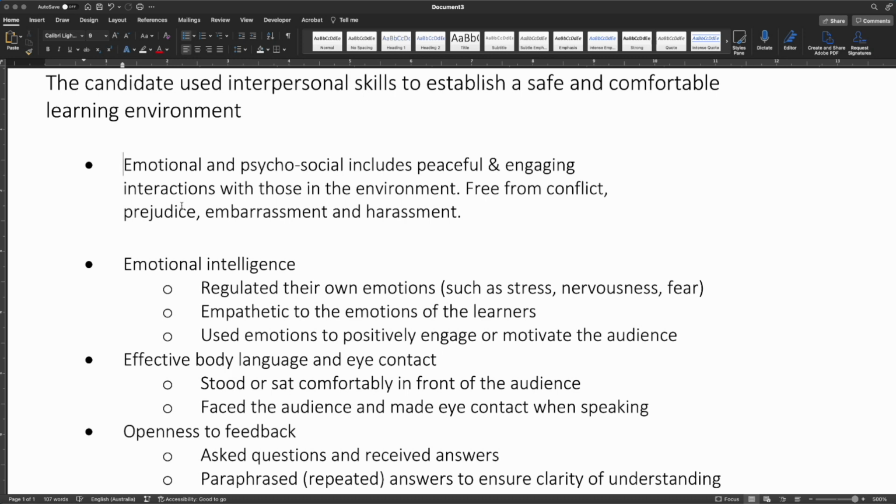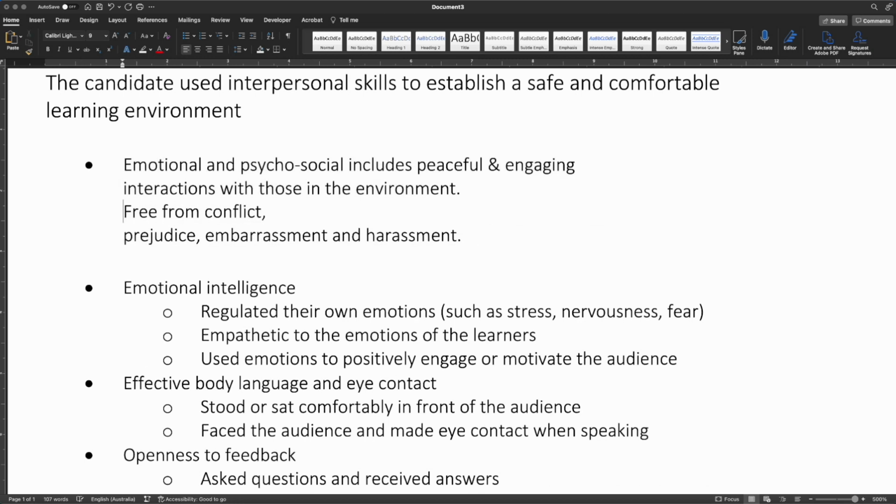We're really just concerned with the interpersonal skills and how they are used to ensure safety. So in that instance, we're looking at emotional and psychosocial safety, including peaceful, engaging interactions, free from conflict, prejudice, embarrassment, and harassment. We could use that as one check-off point, or we could possibly break it down into two.